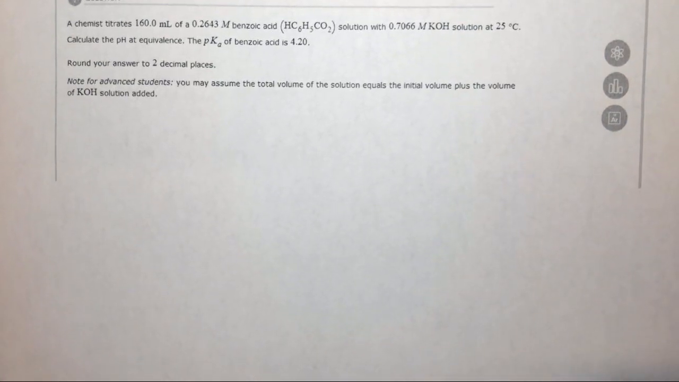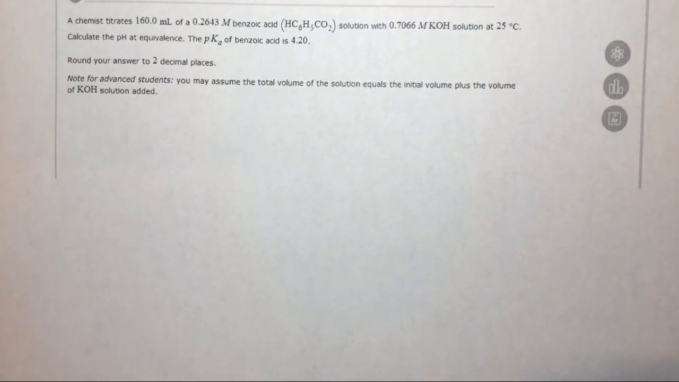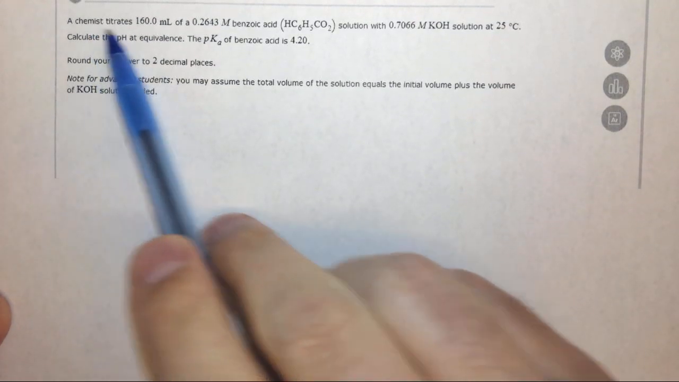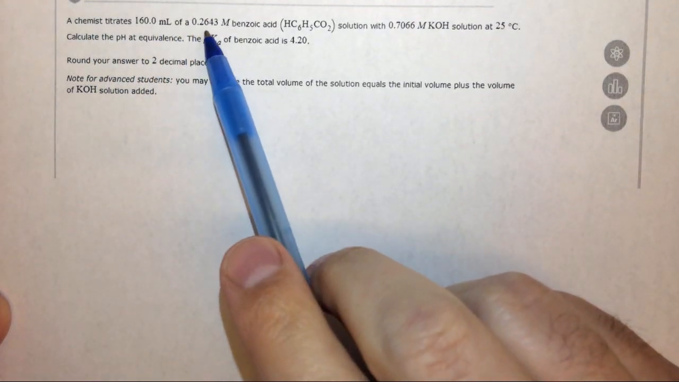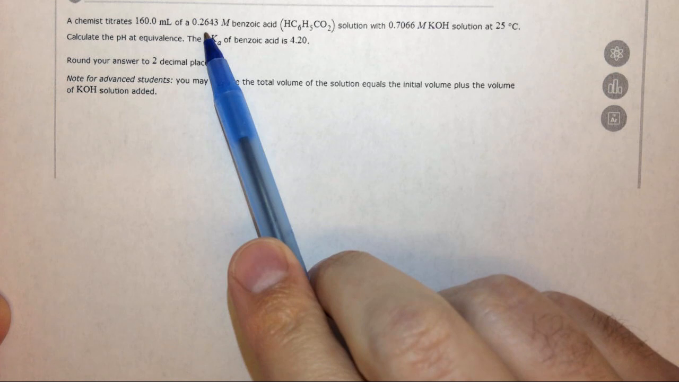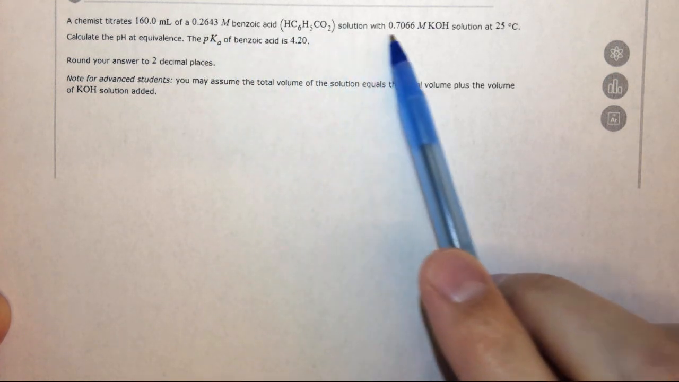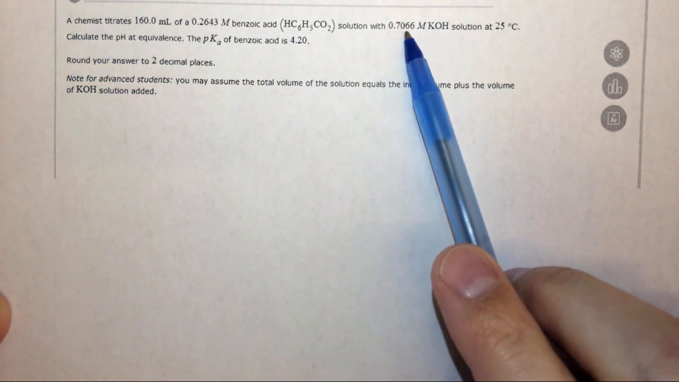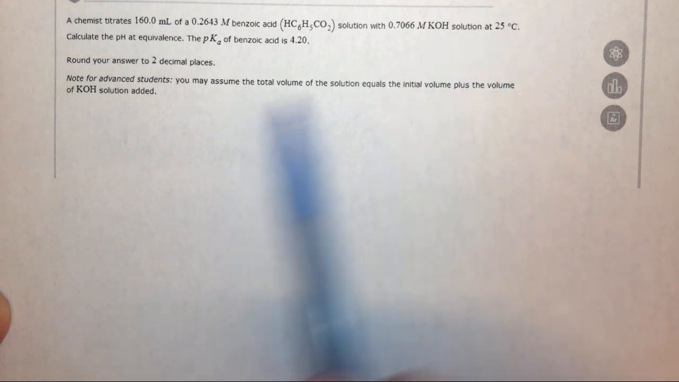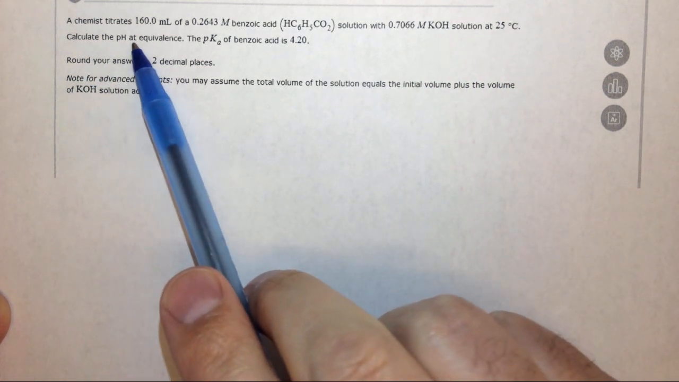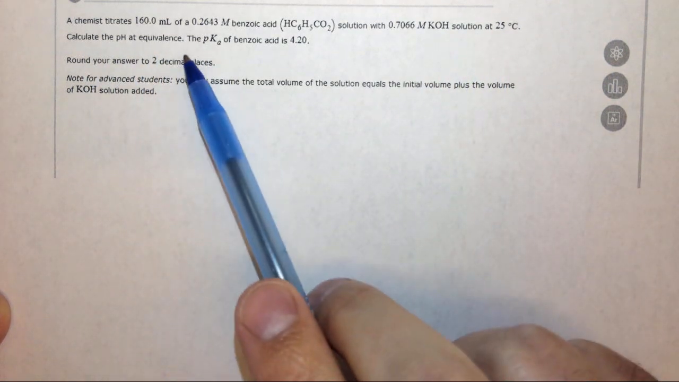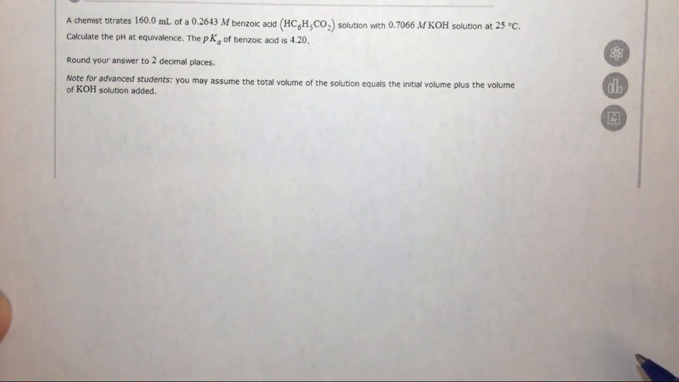This is a challenging ALEKS problem that requires multiple steps to answer. It says a chemist titrates 160 milliliters of a 0.2643 molar benzoic acid solution with 0.7066 molar KOH solution at 25 degrees C. Calculate the pH at equivalence, and it gives us the pKa of benzoic acid.